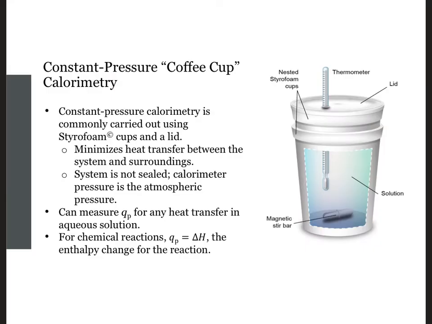Constant pressure calorimetry is commonly done using styrofoam cups and a lid to minimize heat transfer between the system and surroundings. The system is not sealed, so the calorimeter pressure is the atmospheric pressure, meaning that it's considered a constant pressure calorimeter. This type of system makes it easy to measure Q sub P for any heat transfer that can happen in aqueous solution. From our last lecture, recall that Q sub P equals delta H, the enthalpy change for the reaction.